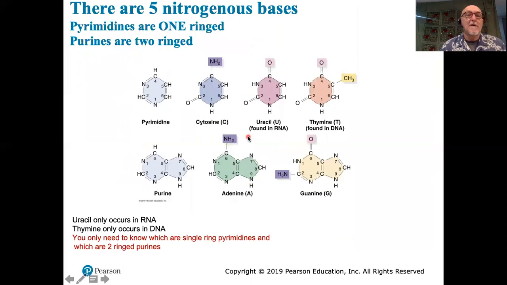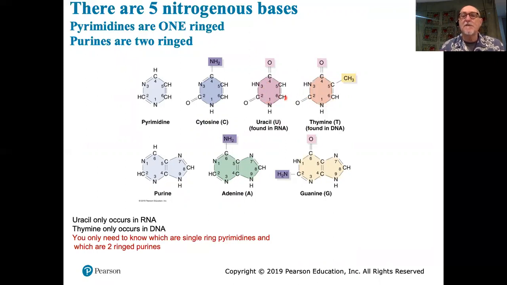So these are the nitrogenous bases. Anything with 1 ring here, we call a pyrimidine. And so our 3 pyrimidines are cytosine, uracil, and thymine. Uracil is a base which is only found in RNA, and it replaces thymine. Thymine does not occur in RNA. So the presence of uracil is another label to say this is RNA.